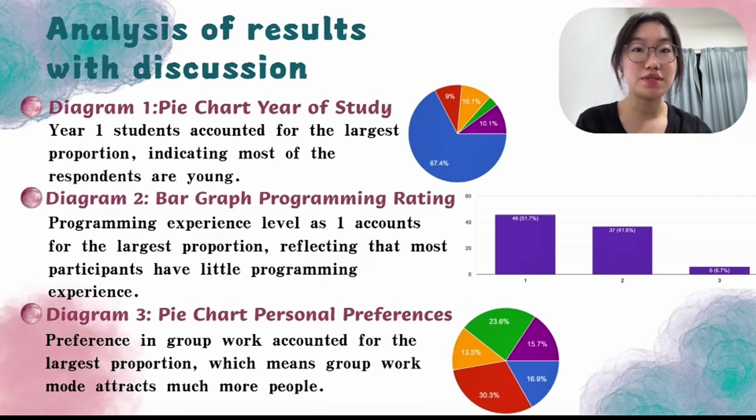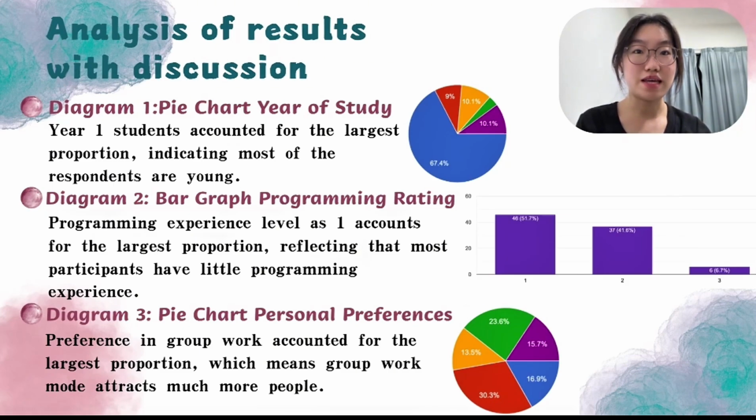Moving on to diagram 2, the bar graph of programming rating. Here, we see that 51.7% of the participants rated their programming experience level as 1, while 41.6% rated it as 2. Only a small fraction of people gave themselves a rating of 3. These numbers clearly show that most of our participants have limited programming experience.